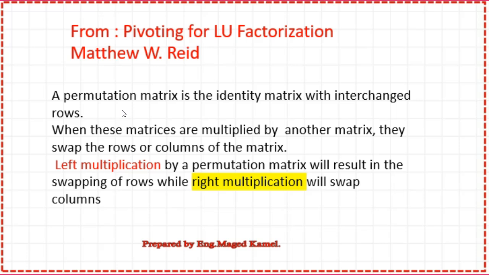This permutation matrix, if it is multiplied from the left side of a matrix, makes a swap between rows. Left multiplication by a permutation matrix will result in a swapping of rows, while right multiplication will swap columns.